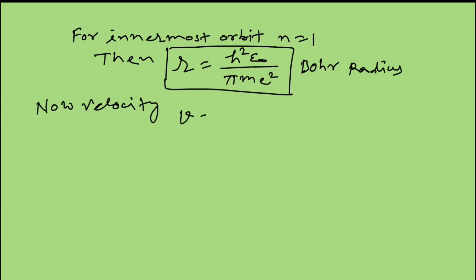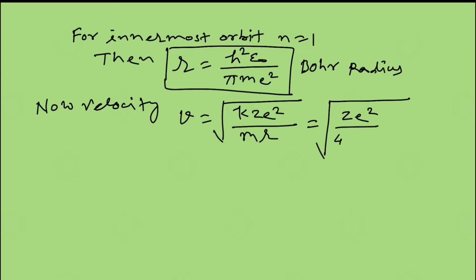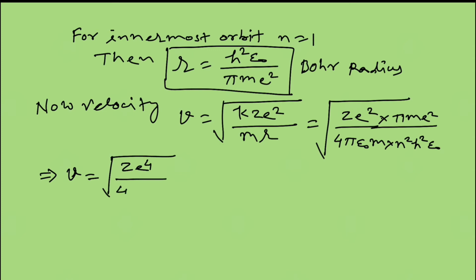Now, we have to find velocity. So, velocity v is equal to under root kZe square upon m r. We can replace for r. So, Ze square upon 4 pi epsilon naught m into n square h square epsilon naught upon pi m e square. So, v is equal to Ze to the power 4 upon 4 epsilon naught n square h square.